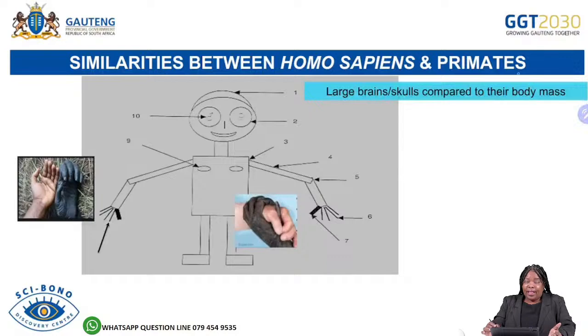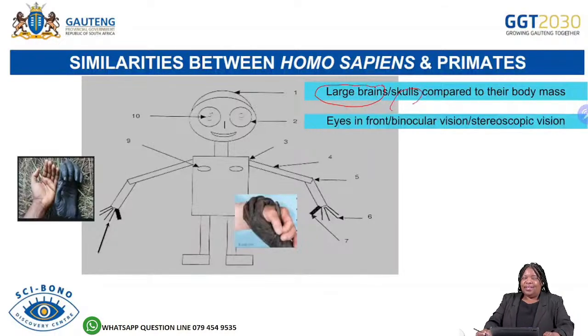Homo sapiens and other primates, the chimpanzee, you can talk about the gorilla, they've got large brain size or large skull compared to the body size, right? Let's look at number 2. Look at the eyes. The eyes are in front for both humans and other primates. And then eyes are in front, or you can say we have got binocular vision. Since the eyes are in front, you can easily see binocular, the 2 eyes can see. Or you can just say stereoscopic vision. Those are the similarities between the humans and other primates.